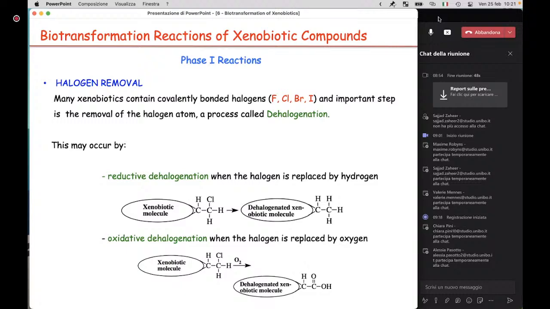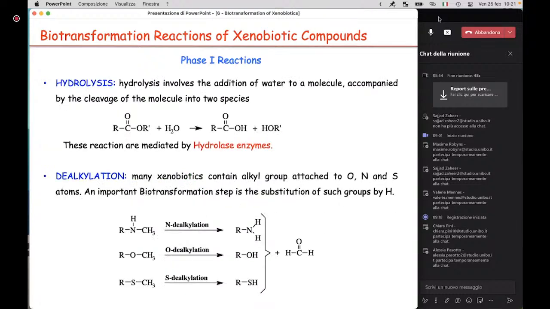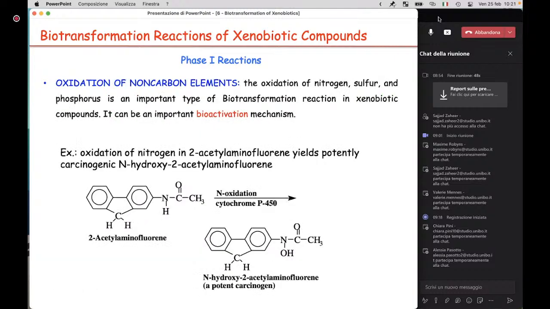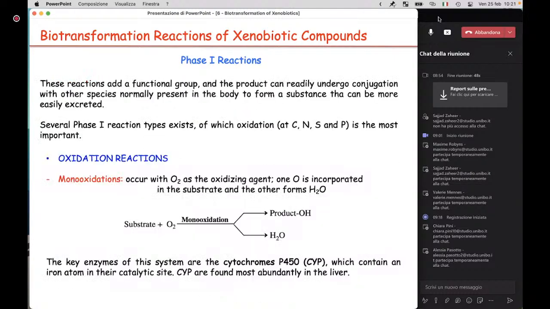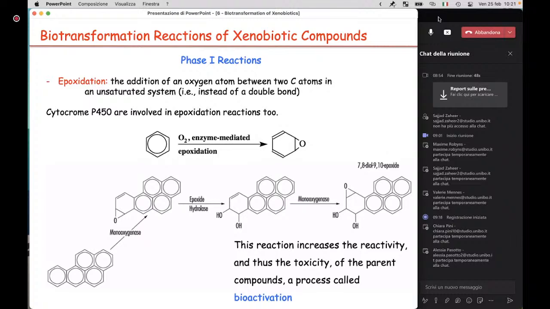So we have seen phase 1 reactions. As you have seen, it's a lot of different reactions that can happen, but mainly we have oxidation, hydrolysis, dealkylation, and reductions. These are the classes. Of course, within oxidation, we have a lot of subclasses.